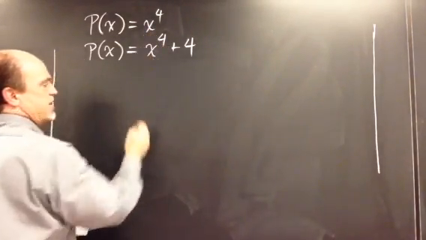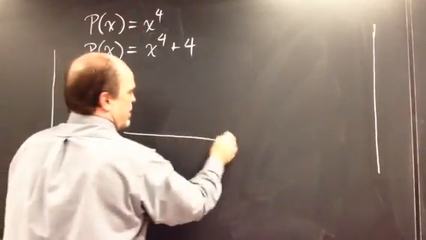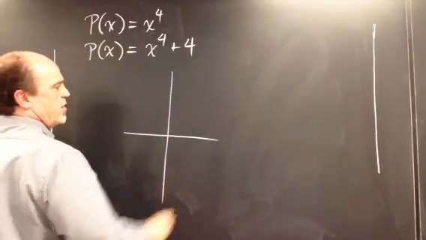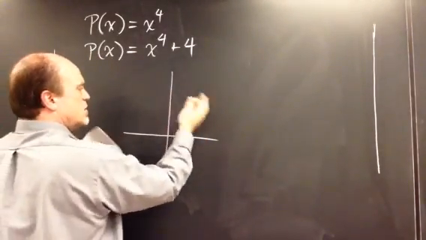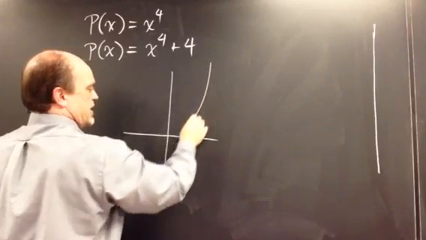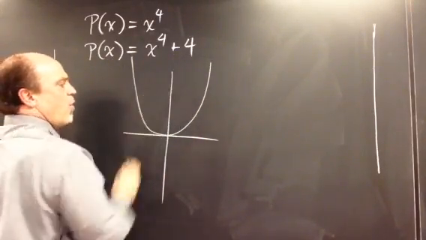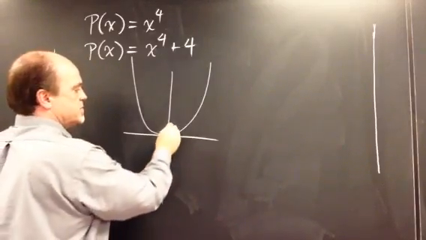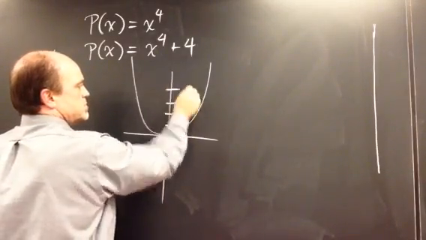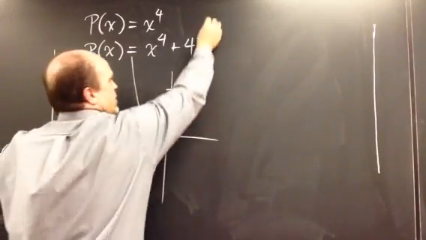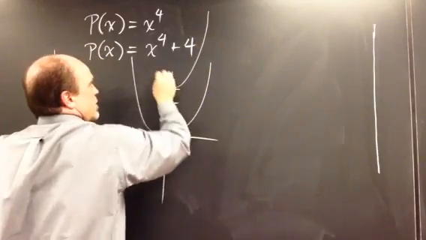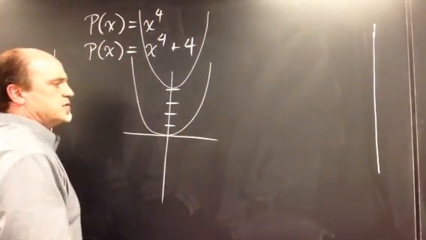Now, if we think about x to the fourth, it's like x squared. So it's going to look like this. But if we're going to add 4 to every value of that, then it's just going to shift everything up by 4. And so it's going to look like this.